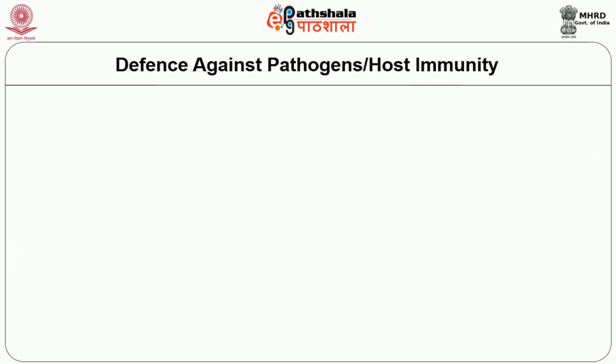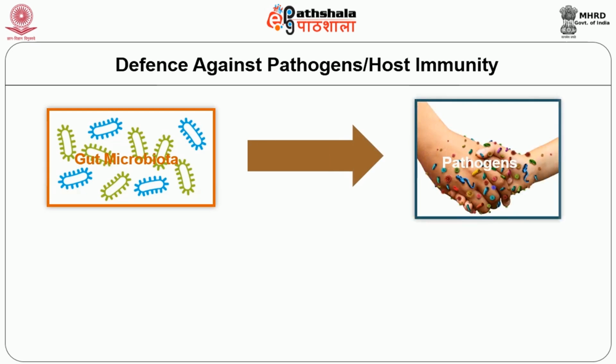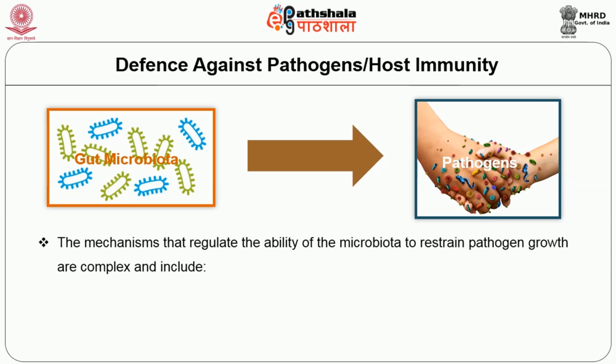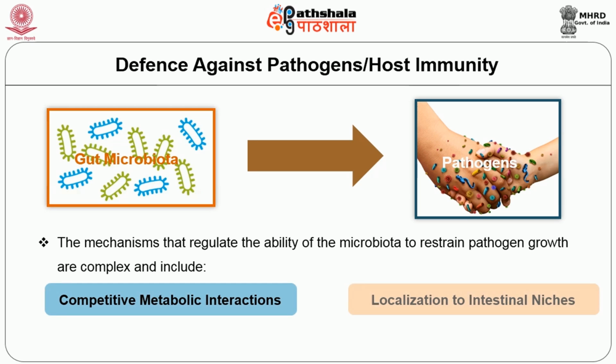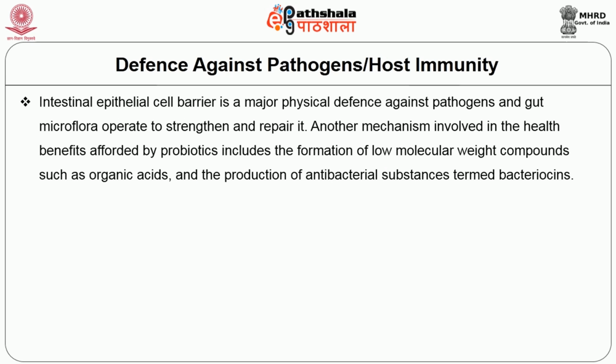So, if we look at the defense against pathogens, or the host immunity, gut microbiota provides protection to the host against colonization by pathogens that are associated with diseases. The mechanisms that regulate the ability of the microbiota to restrain pathogen growth are complex and include competitive metabolic interactions, localization to intestinal niches, and induction of host immune responses. The intestinal epithelial cell barrier is a major physical defense against pathogens, and gut microflora operate to strengthen and repair it. Another mechanism involved in the health benefits afforded by probiotics includes the formation of low molecular weight compounds such as organic acids and the production of antibacterial substances termed bacteriocins.